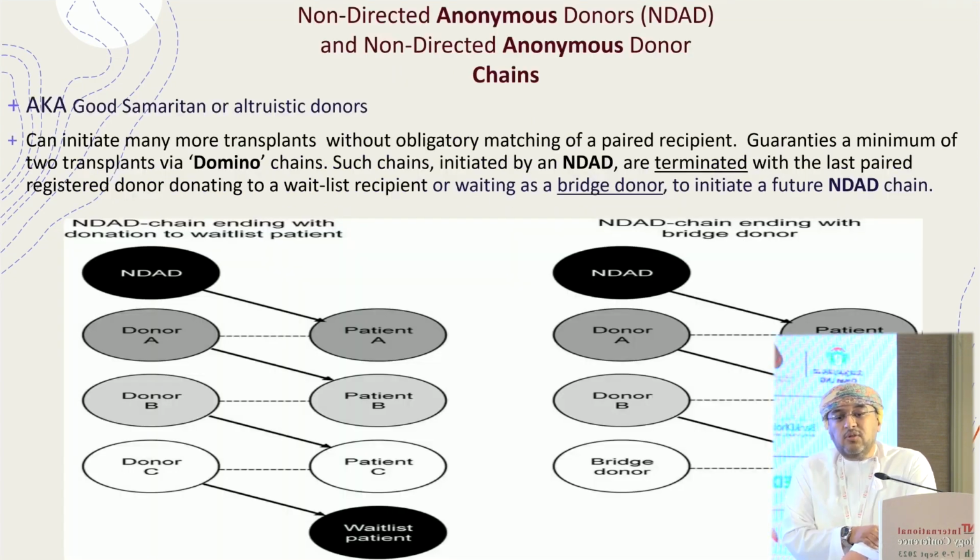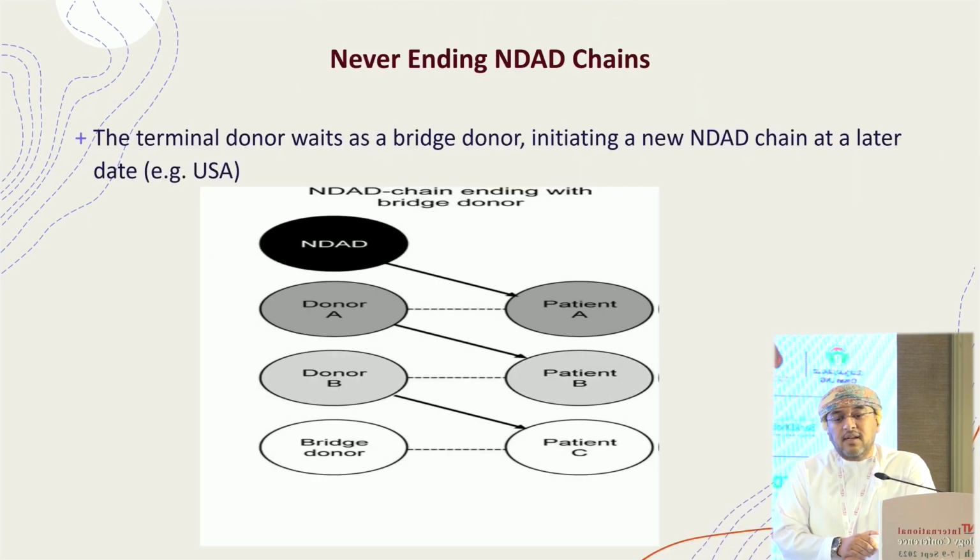The other type is what is called non-directed anonymous donors, NDAD, and non-directed anonymous donor chain. This is simply also known as Good Samaritan or altruistic donors. They can initiate many more transplants without obligatory matching of a paired recipient. It guarantees a minimum of 2 transplants via what they call domino chains. Such chains are initiated by an NDAD and terminated with the last paired registered donor, and of course that one is waiting as a bridge donor to initiate a future non-directed anonymous donor chain. And similarly, in the USA, they adopted this in some centers, and they call it the never-ending NDAD chains, whereby the terminal donor waits as a bridge donor, initiating a new chain at a later date.